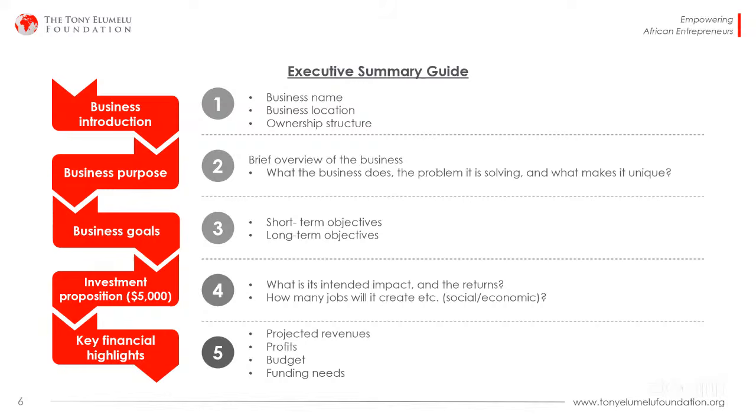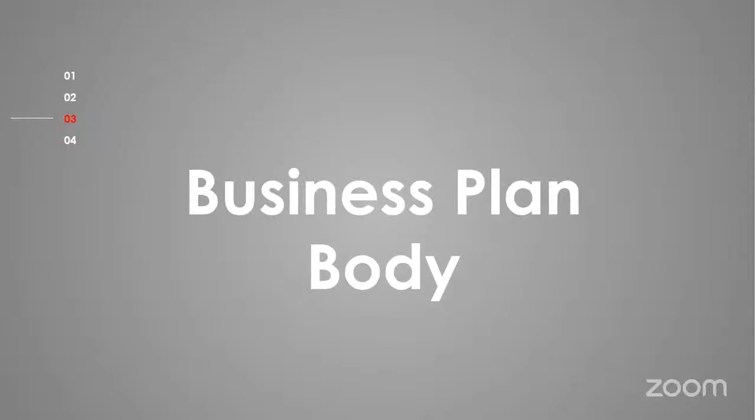And what is your budget on a year-on-year basis? And what is your funding need based on all of that? Even in this funding need, how much are you willing to put on the table, and how will you generate whatever is left after the $5,000 funding?